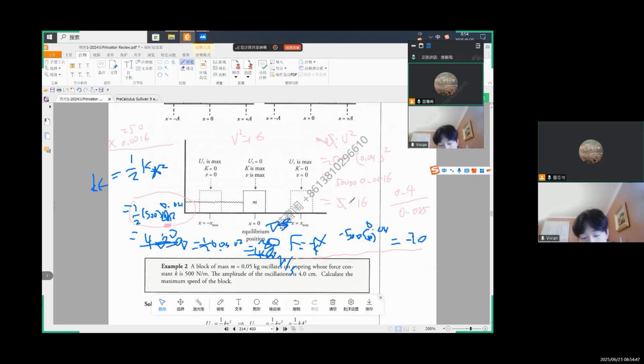Is it 16? Yeah. Wait, 0.4 divided by 0.025. Yeah, it's 16. Okay, then v is 4. Does that make sense? Yeah. First is the unit conversion and then it's calculation. Oh yeah, this is the thing about physics. We like to do estimation to check. It's pretty easy to make mistakes.